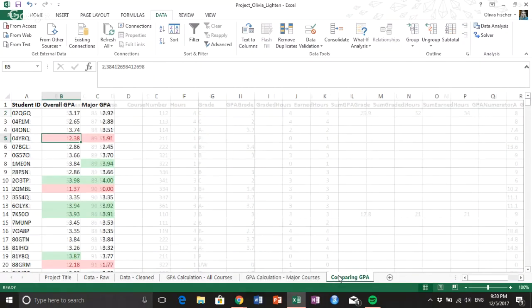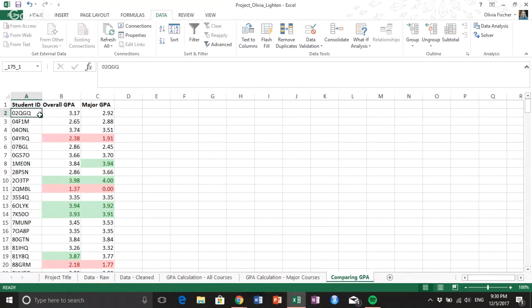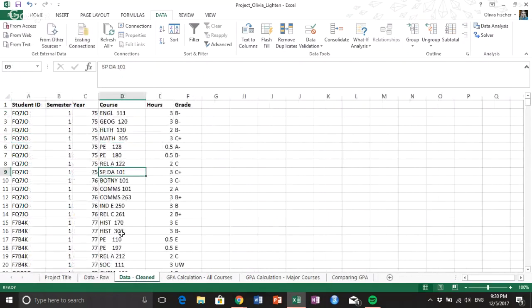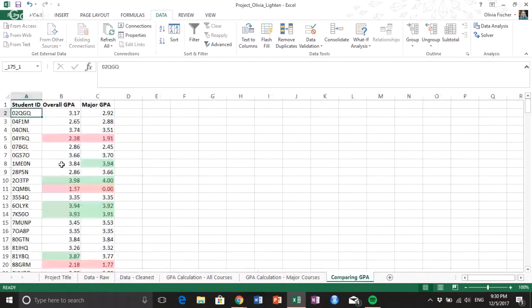The last thing then was I used remove duplicates to only get the one row for each student instead of like the 50 rows for all the classes they took. I also failed to mention I used remove duplicates in the very beginning in the clean data here for students who repeated classes, so we didn't double count for the GPA.